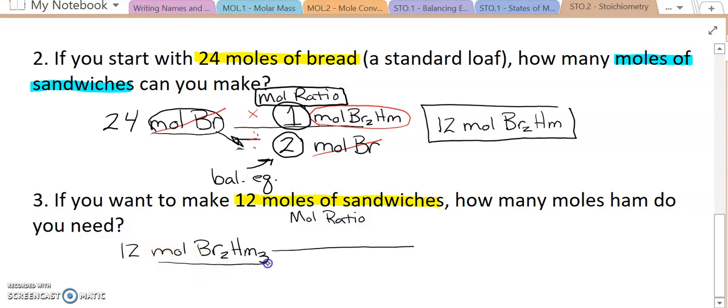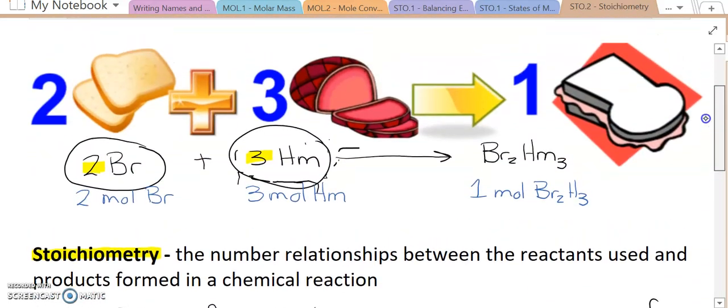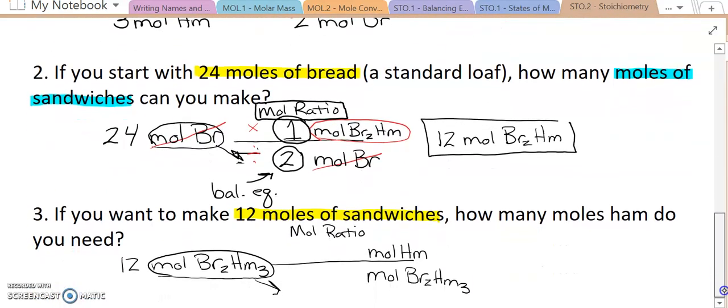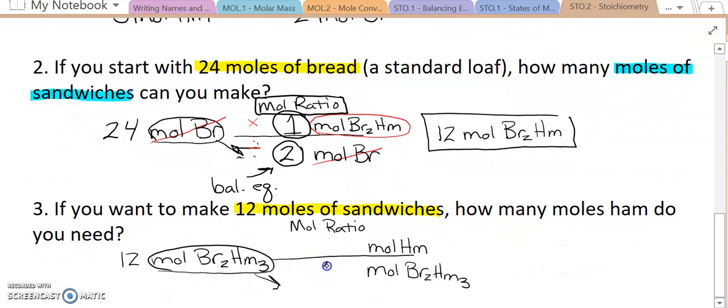So I know that whatever this unit is, it's going to go on the bottom. So I can get rid of it because I don't want sandwiches. I want moles of ham. And again, where do I get this number from? This number is going to come from the coefficients in my balanced equation. In this case, I have 3 moles of ham for every 1 mole of sandwich. And so I've got sandwiches on the bottom, so it was 1 mole of sandwich for every 3 moles of ham.